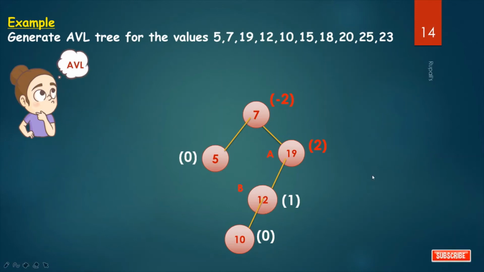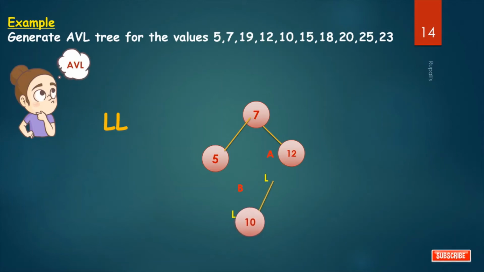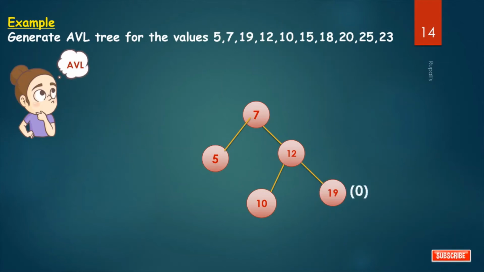Now what do you have to do? You have to give which rotation? It is LL rotation. So one LL rotation is required. In case of LL rotation, first identify A and B and then make A as a child of B. So make A as a child of B. Now check the balance factor. 0, 0, 0, 0 and -1. So our tree is balanced.